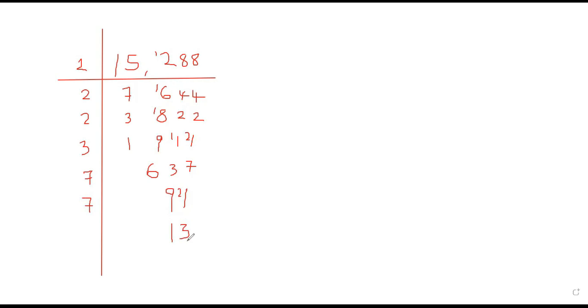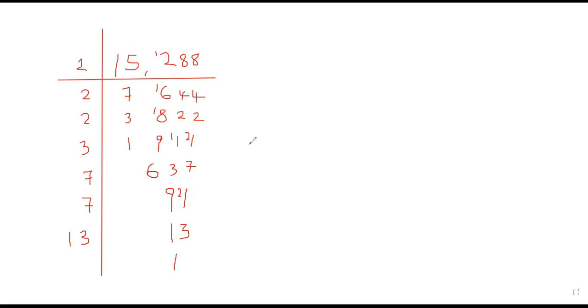Beautiful. So I have 13. 13 is a prime number. If you check the chart, you see 13 is a prime number. So I'm just going to divide 13 by itself, and I'm going to have 1. See, I have been able to divide this number 15,288 into 1 by using these prime numbers.